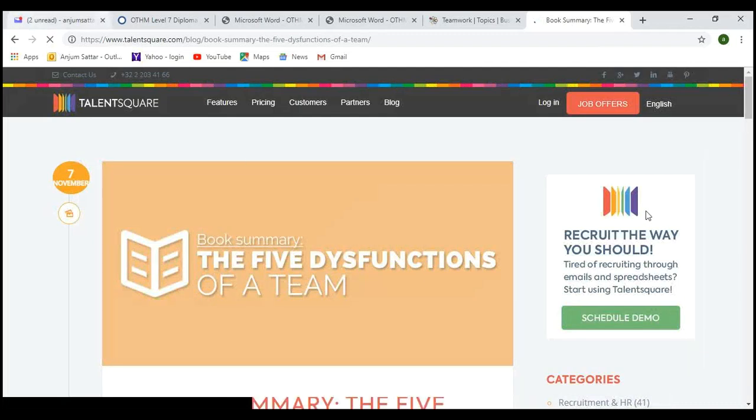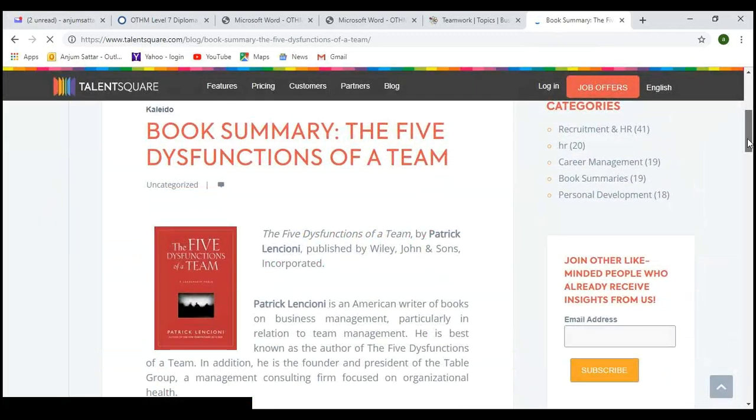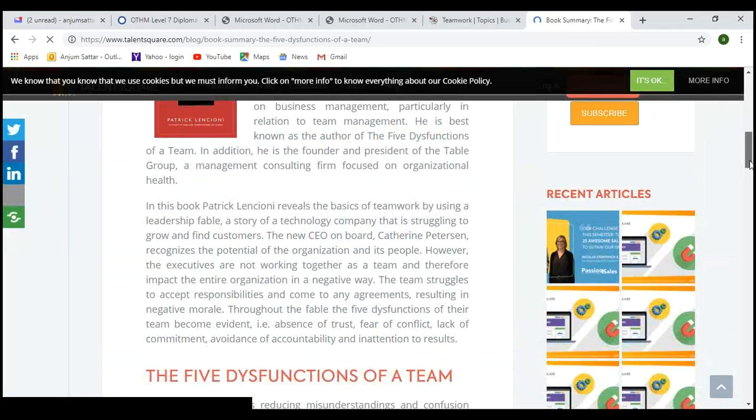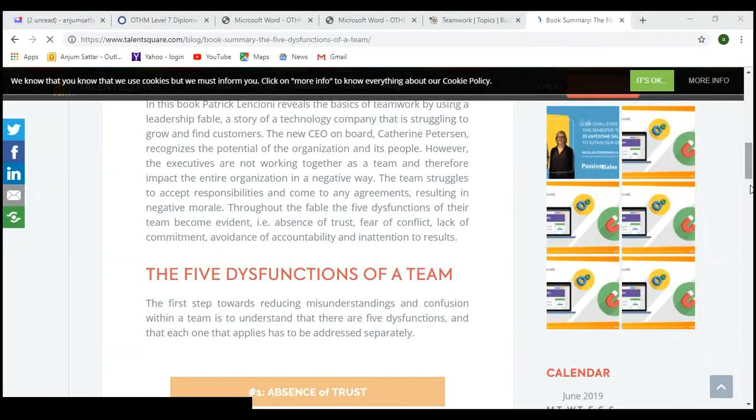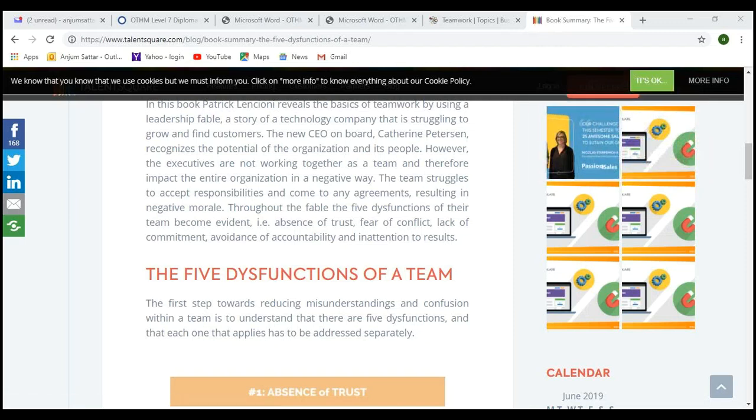So we can use these models. Sorry, I'll share with you now. Can you see my screen? Yes.